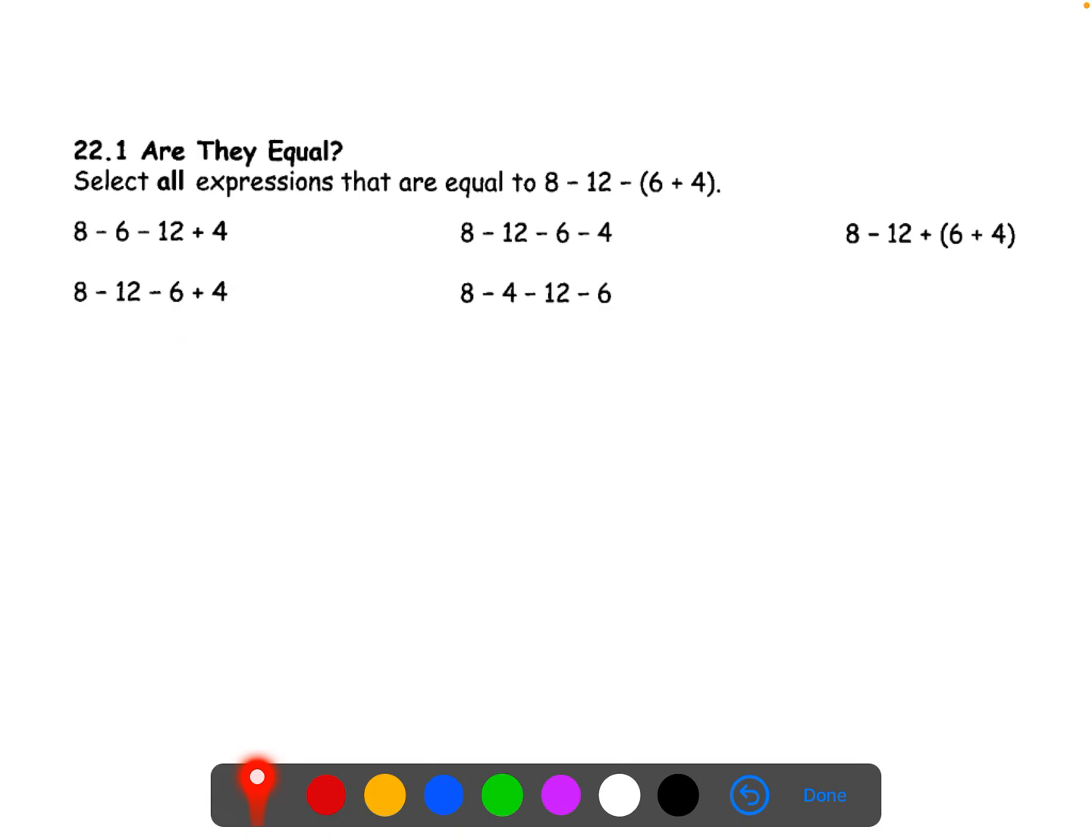So let's look for some similarities here. All right, in the original expression, we have subtraction, 8 minus 12, minus everything here in parentheses.